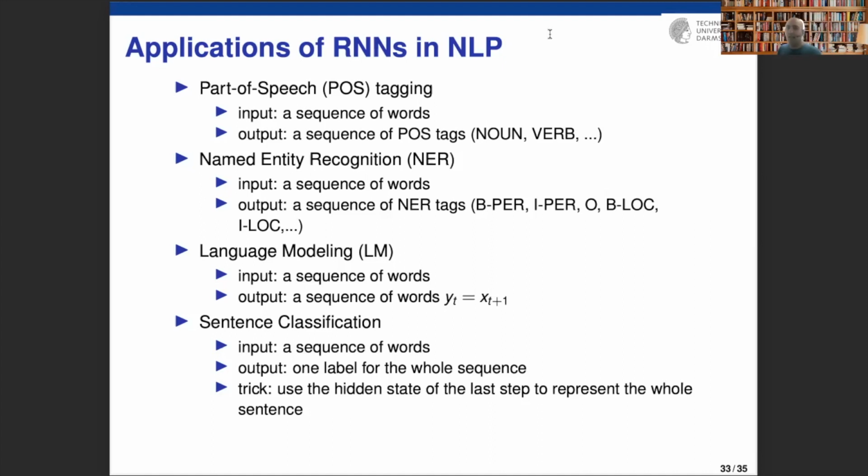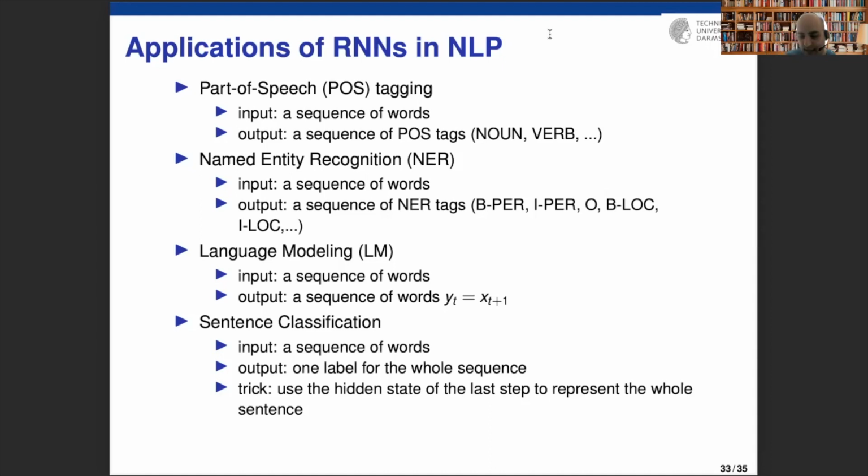The other task is sentence classification. The main idea is that for sentence classification, we do not have a sequence prediction task. Instead, we have sequence classification. So we have a sequence of tokens, and we want to assign a label to this sequence of tokens, right? We have a sequence of words as input, and we want to process them. And we know that these words in the sequence are related to each other. But the output is one label for the whole sequence. The only trick is that you use the hidden state of the last step to represent the whole sentence.